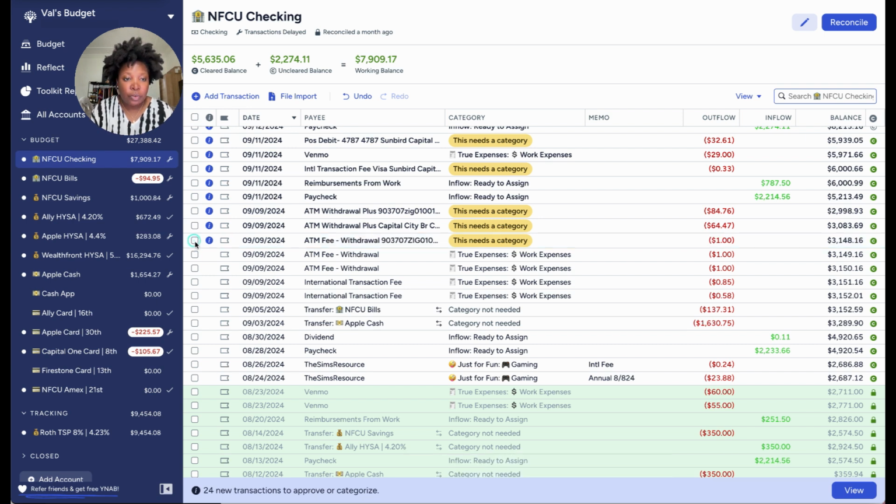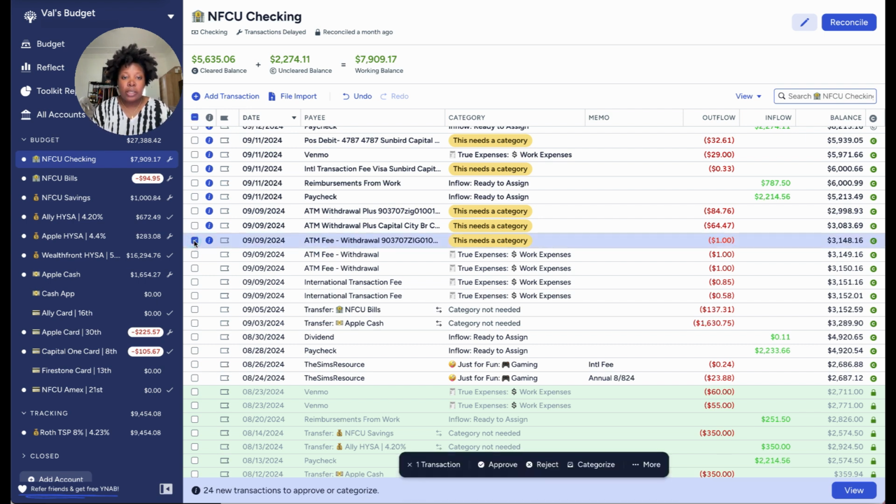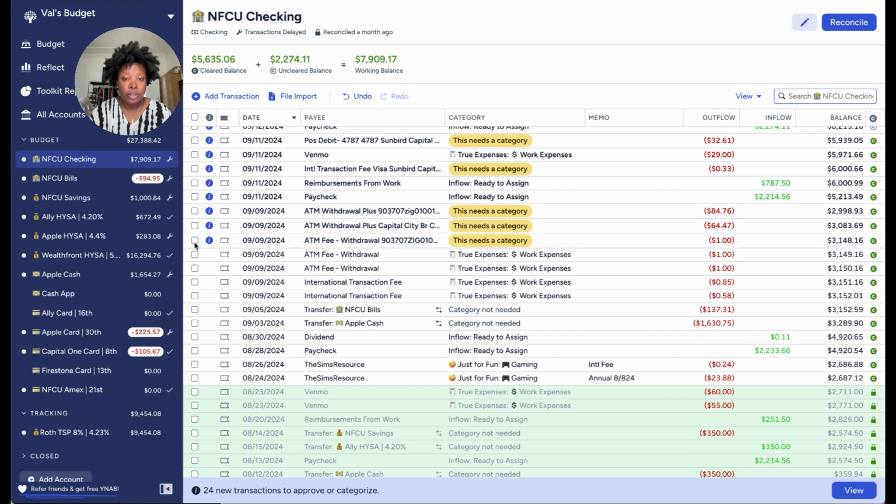I'm going to skip this one for right now because this one is not showing in my checking account transactions. I think this might have been when I swiped the card and it didn't work at that specific ATM, because I did have to use more than one ATM when I was out of country.